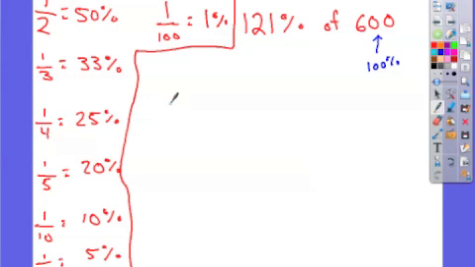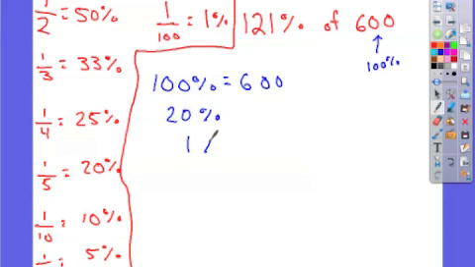So let's see what we can do here. I would say, and I don't have this fraction on here, but I think it would be perfectly acceptable to have one of ours be 100%, because that would be really easy because we should already know that 100% is 600. That's the whole thing right there. Okay. So now all we would have left is a 20%, and we would have a 1%.